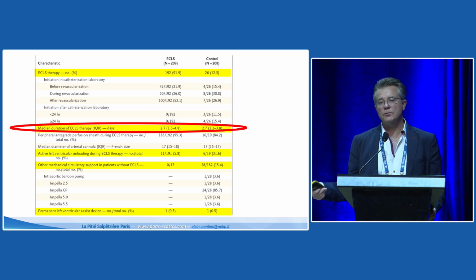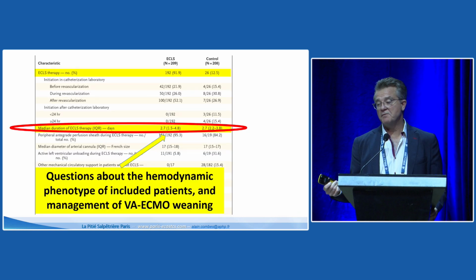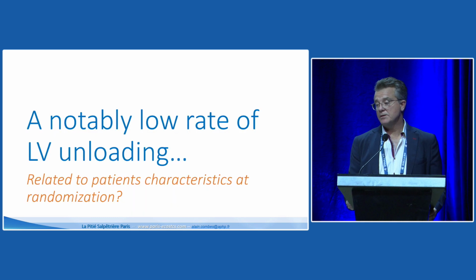And in relation to this very specific phenotype, it's not unexpected that the duration of ECMO was very short, only 2.5 days. It's clearly in relation to the fact that these patients maybe did not need ECMO because they had a preserved cardiac output. When looking at the literature, the duration of ECMO for acute myocardiogenic shock is between 5 and 7 days. So, big question mark here about the population of patients.